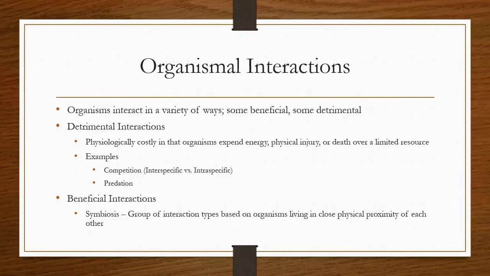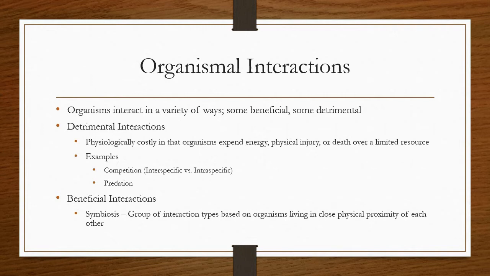So let's talk about how organisms can interact with one another. And there's a couple different types of interactions you can have. One can be detrimental, meaning it's actually going to be negative to the organism. And two can be beneficial, meaning that you're going to gain something from it. So think about that. Anytime an organism interacts, it's either going to be a negative interaction or a positive interaction.